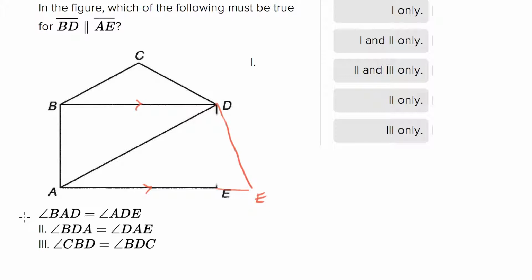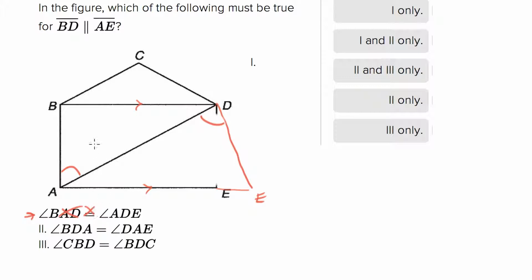So the first one is BAD, so that's this angle, equals ADE, this angle. And you can see that once I moved that line out there that these are not the same. They tried to make it look like they're the same, but they're not the same, nor are we guaranteed that they would be the same. So this is not guaranteed to be true.